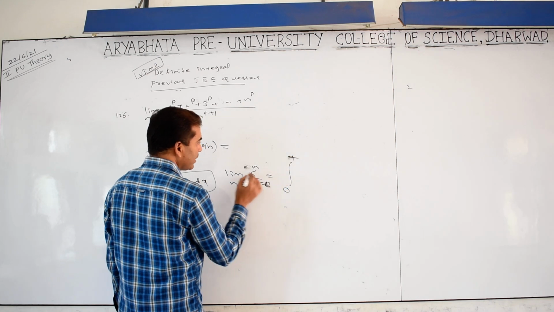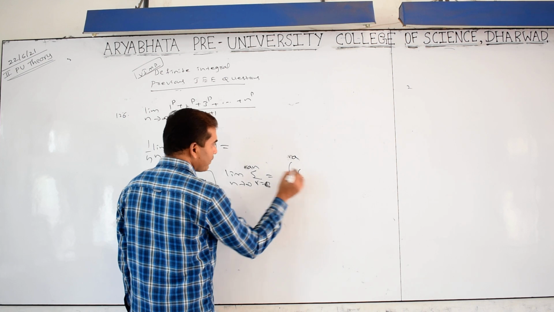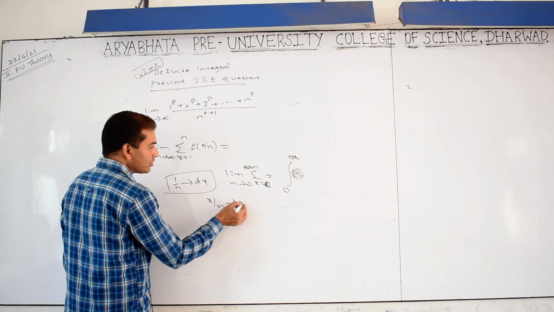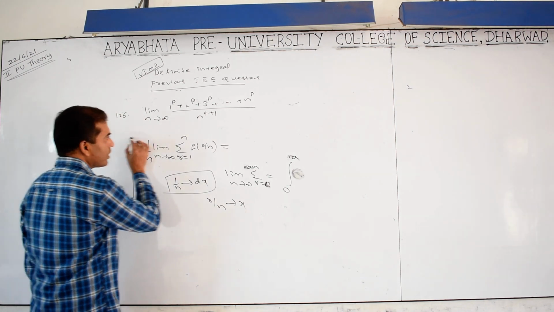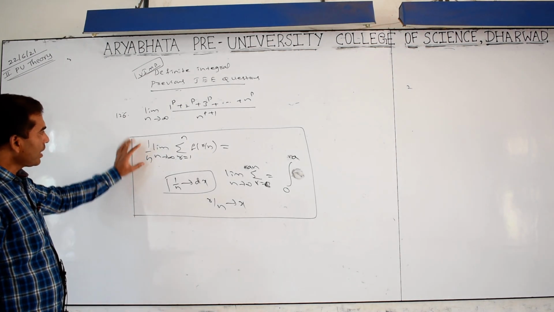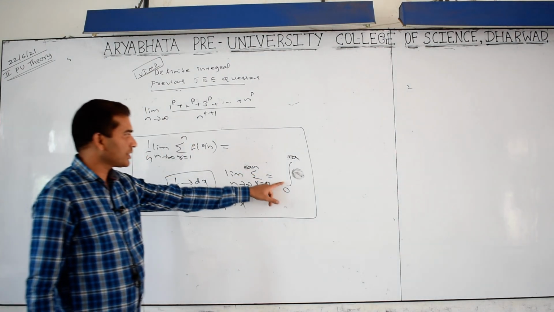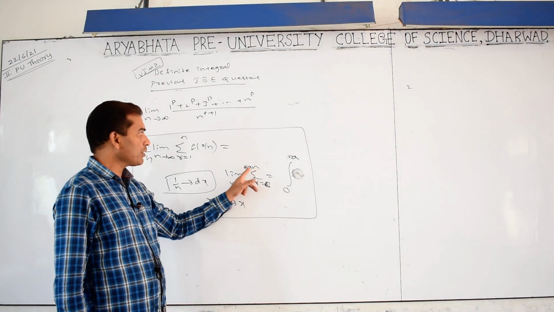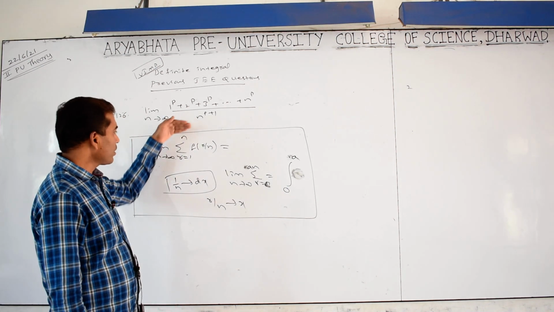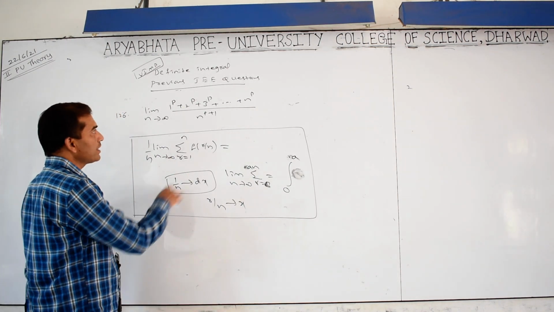So the limits are 0 to 1. If it is a, then 0 to a. Next, r by n tends to x. So this is the main concept: 1 by n is written as dx, limit and summation become integration, the lower limit is always 0, the upper limit is the coefficient of n, and r by n tends to x. We have to make the sum into this form, then we can apply integration easily. So this is called limit as a sum.